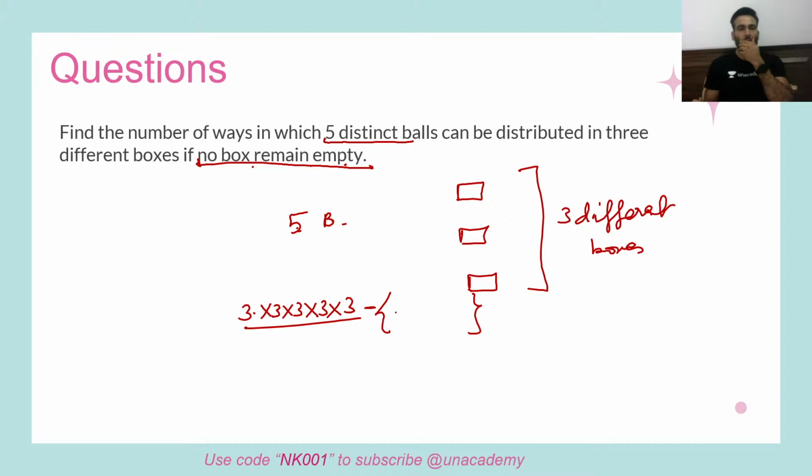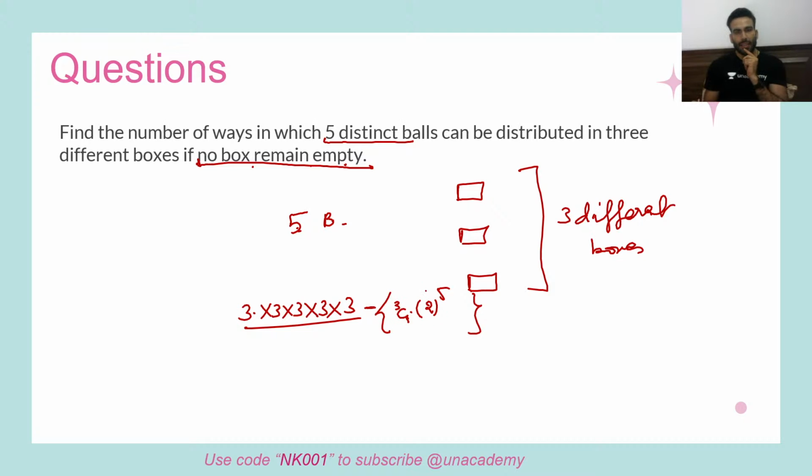So now tell me the case when boxes were empty. First pick out 1 box which is going to be empty. Out of these 3 boxes, I pick, let's say, 1. Now I want to distribute my 5 different balls in the remaining 2. So I have 2 options for the first ball, 2 options for the second ball. So basically 2^5.